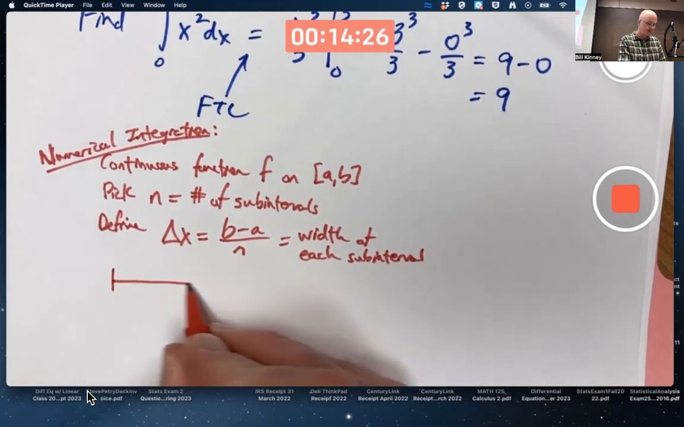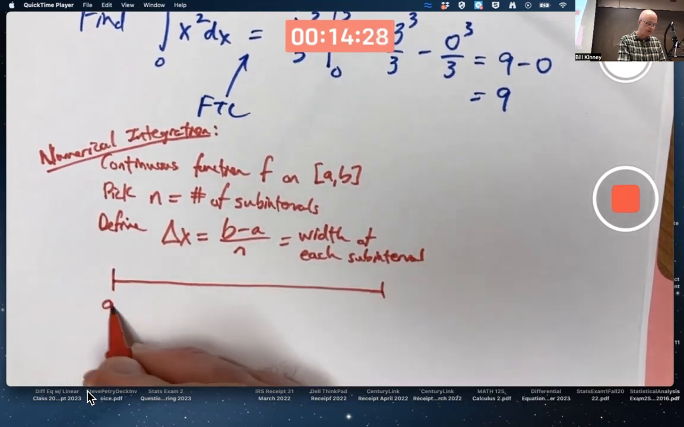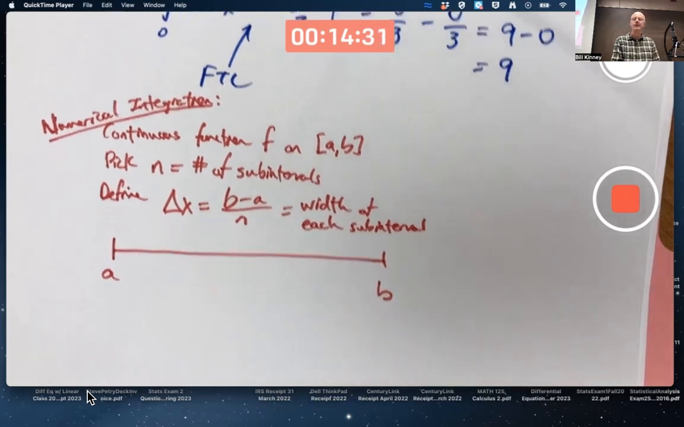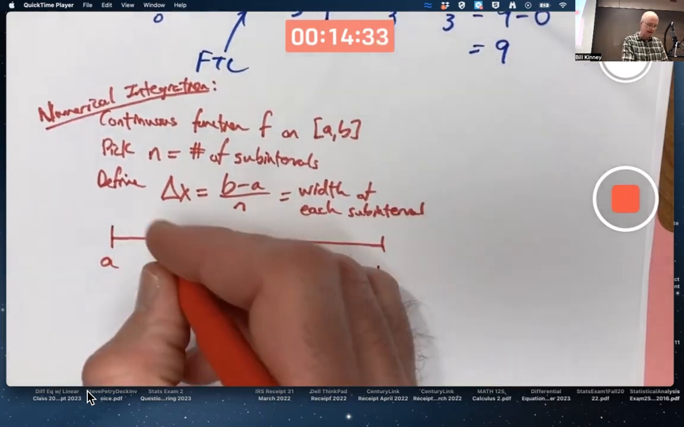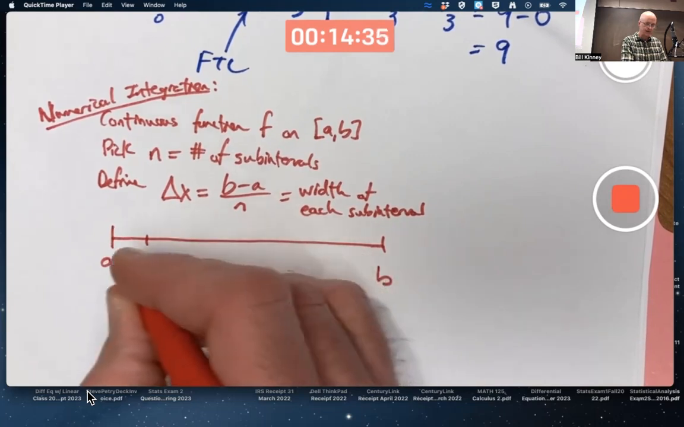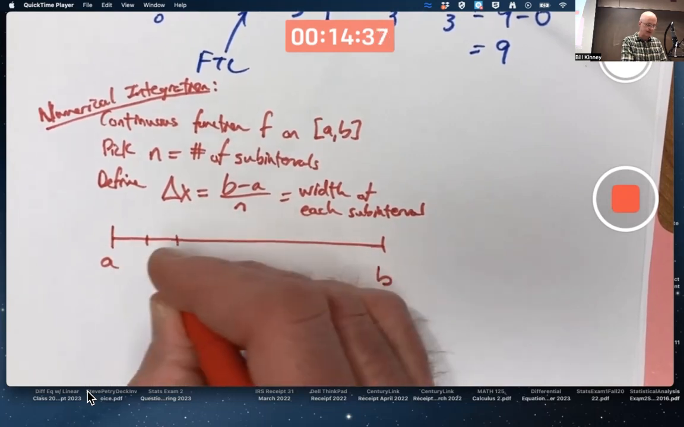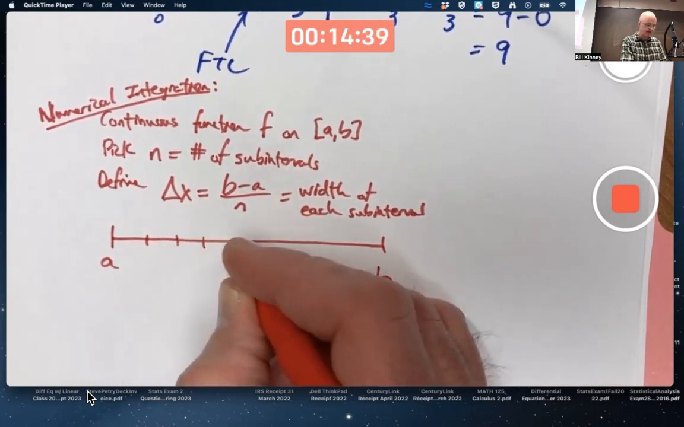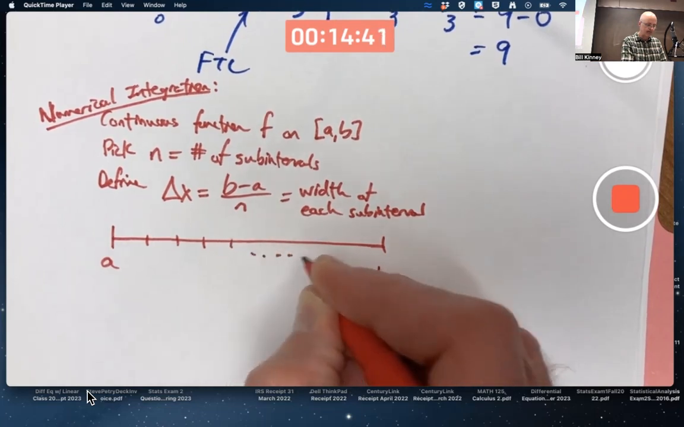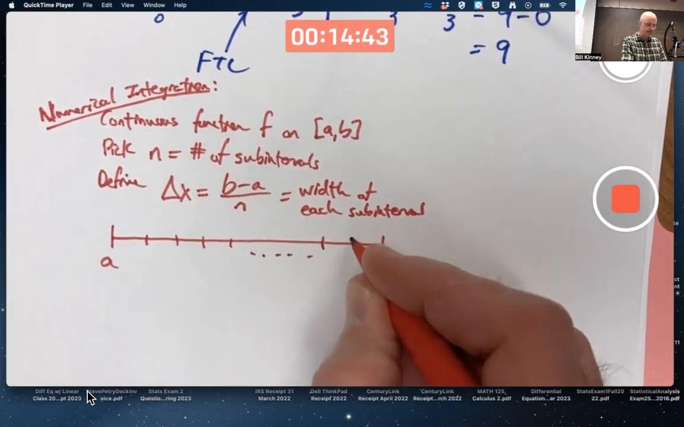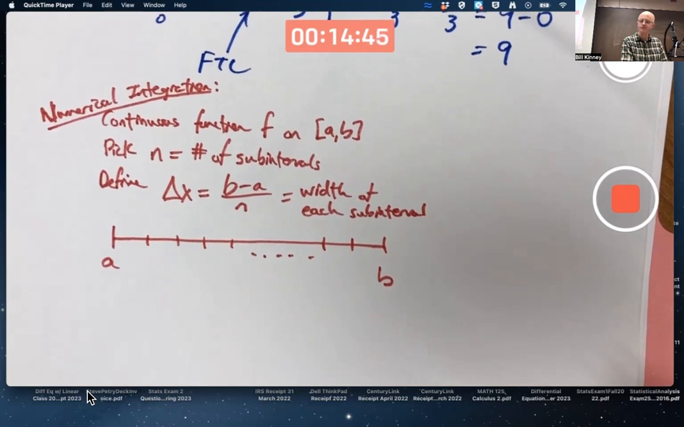Here's a picture. Here's our interval from A to B. We're breaking it up into n pieces. There's the first piece. Here's the second piece right there. The third piece, fourth piece, etc. There's the last couple pieces.